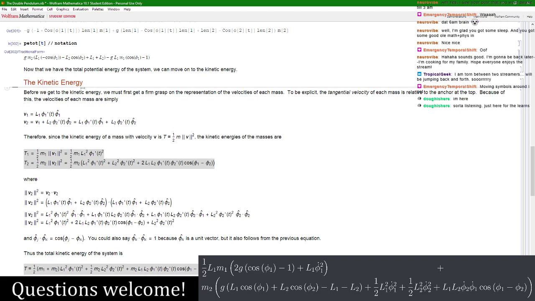But yeah, so much like the potential energy, let's start from the beginning and take baby steps, getting a firm grasp on everything as we go along. And so, to be explicit, the tangential velocity of each mass is relative to the anchor at the top. So we're not using rotational kinetic energy or rotational velocity here. We are using the tangential.